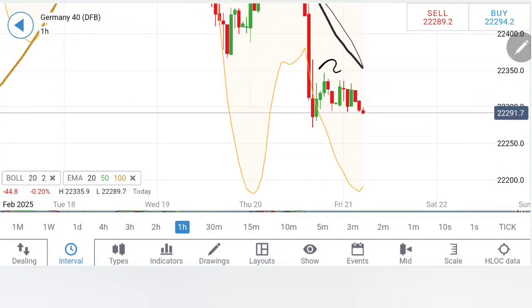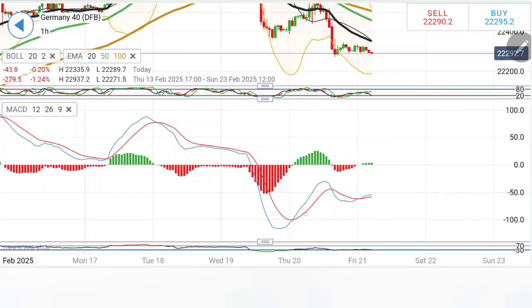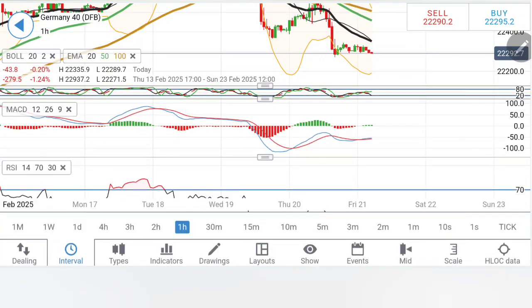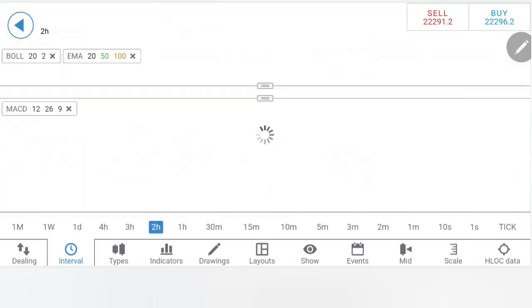Notice the resistance on the upside, it is at 22,350. That is the only level above which I will recommend you to buy DAX today. Though the indicators, the MACD is rising, the RSI is at bottom, the stochastic is also at bottom.